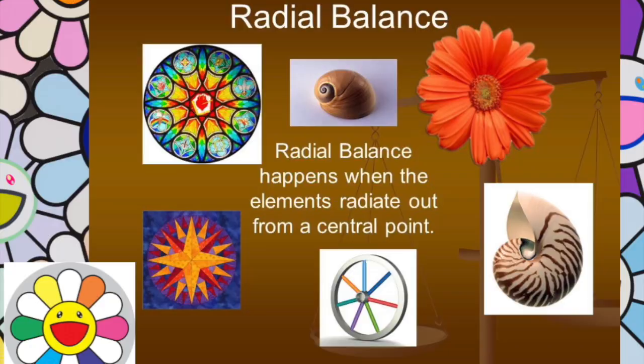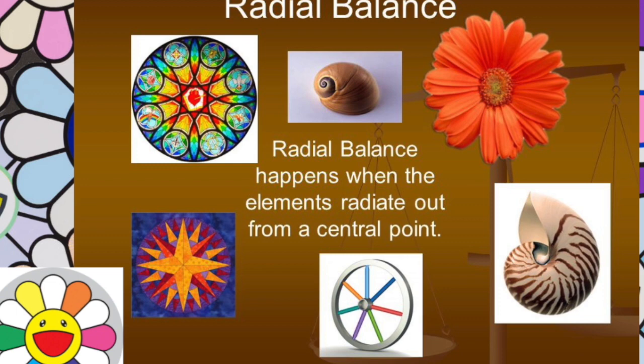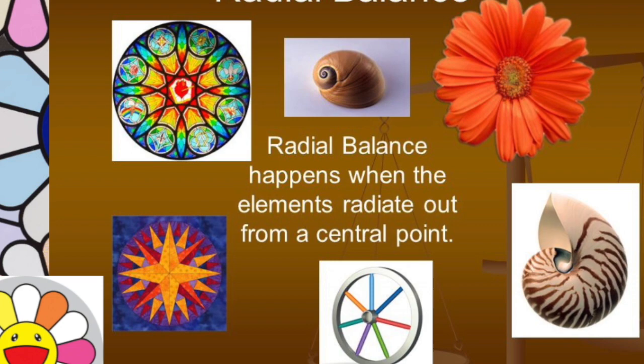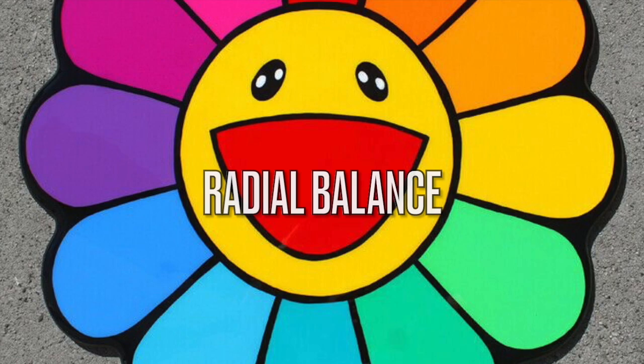To draw our own superflat happy flower, we are going to be using radial balance. There are three types of balance: symmetrical, asymmetrical, and radial. Balance can be found in art, architecture, and nature. Radial balance happens when lines, shapes, and colors radiate from a center point, like a sunshine, wheel, or in our case, a flower.